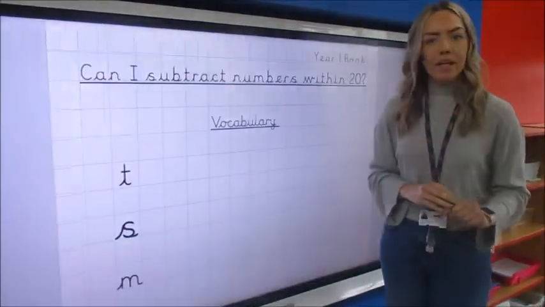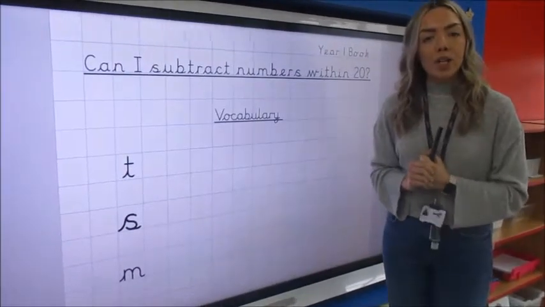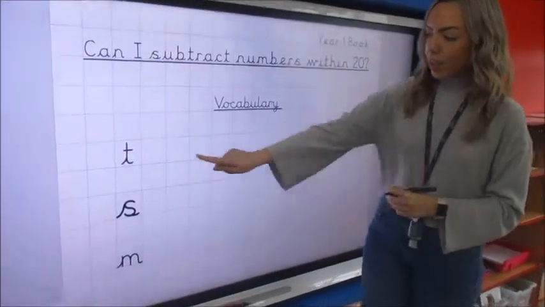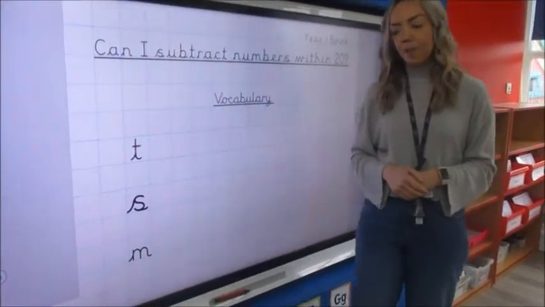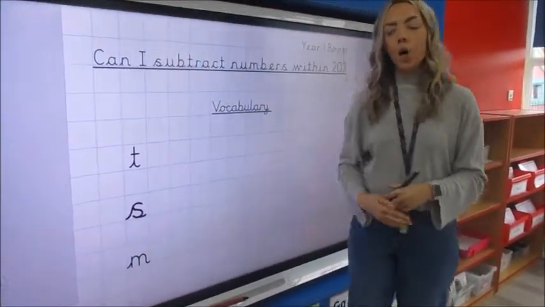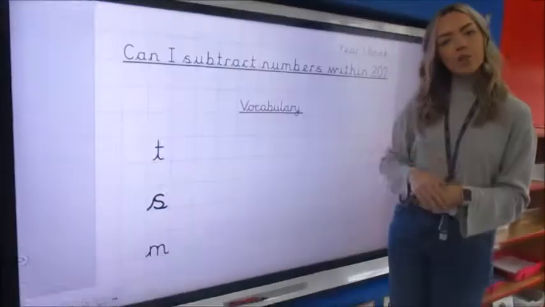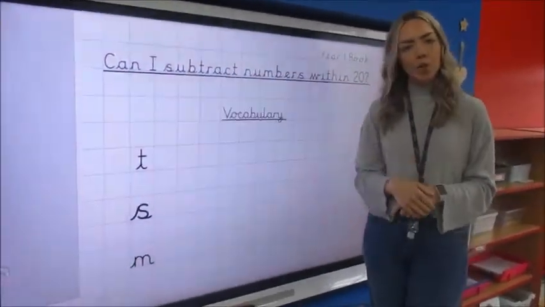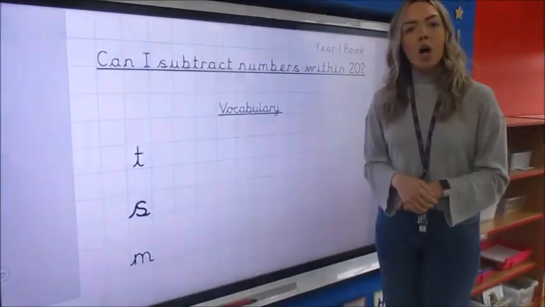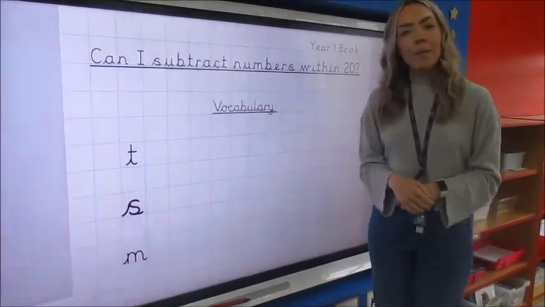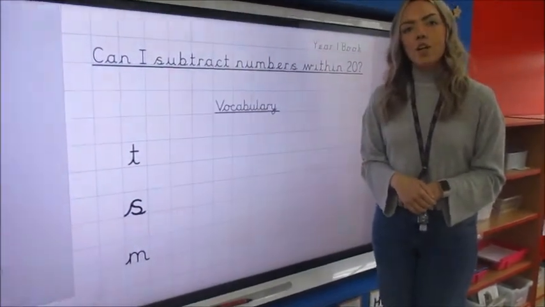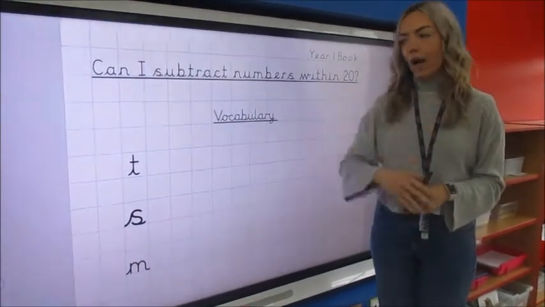So to get our brains warmed up, I would like you to get your whiteboard and your pen, and I would like you to write the letter T, the letter S, and the letter M, all underneath each other, just like me on my board. And we're going to think about our vocabulary to get our brains warmed up. And the vocabulary, that means our symbol of the week, subtract.